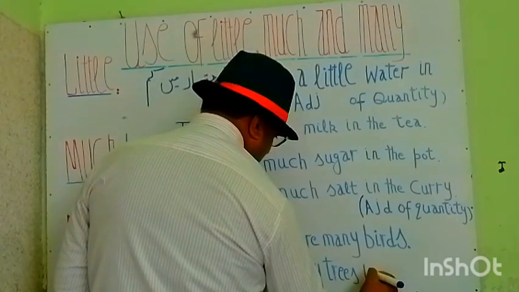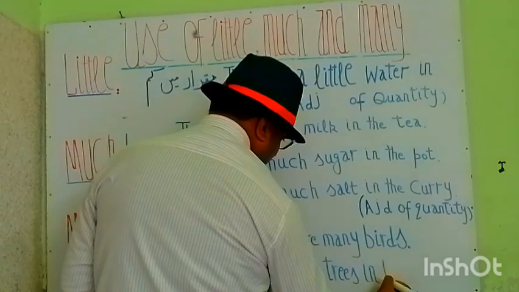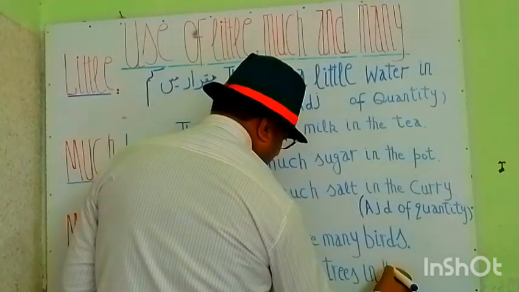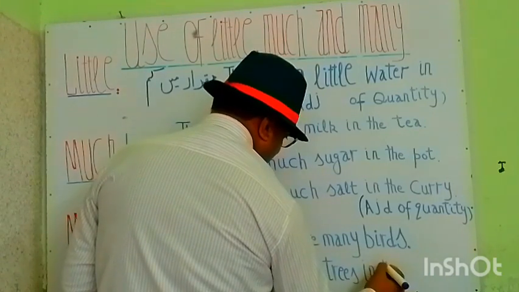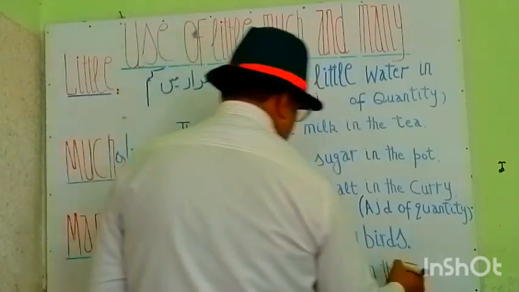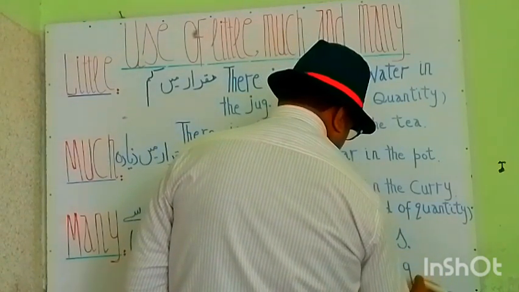In the garden, 'in' is a preposition, 'the' is an article. The garden, G-A-R-D-E-N, garden.